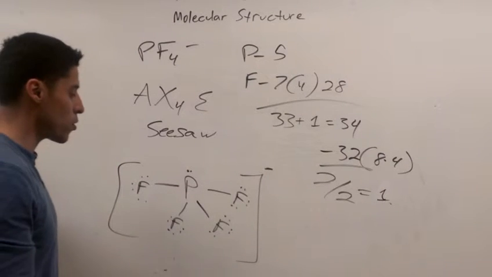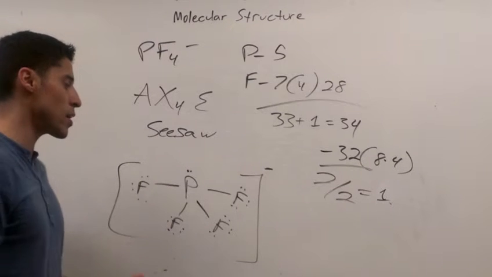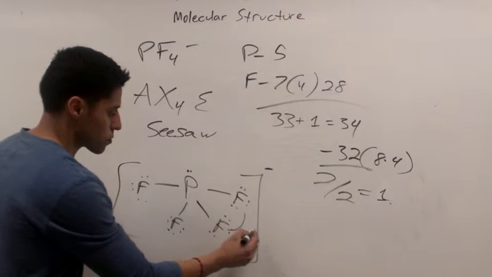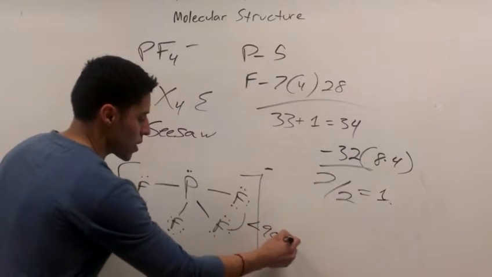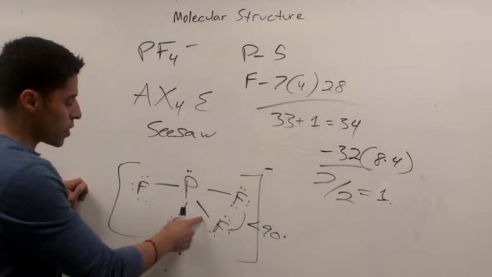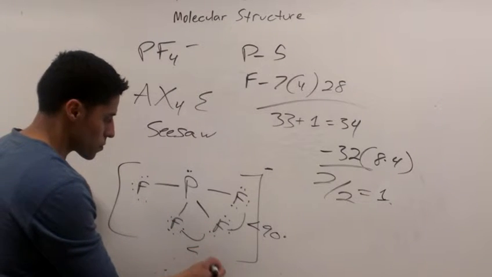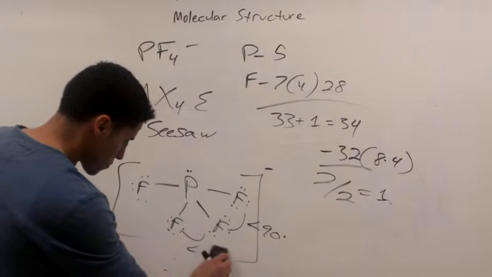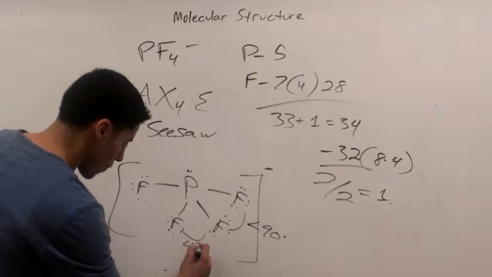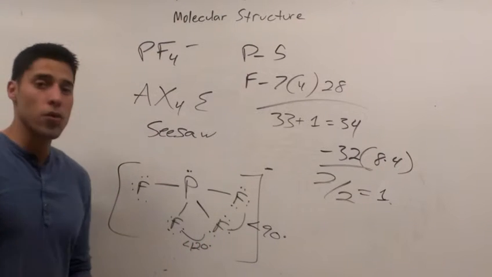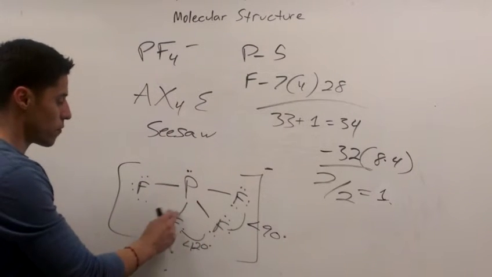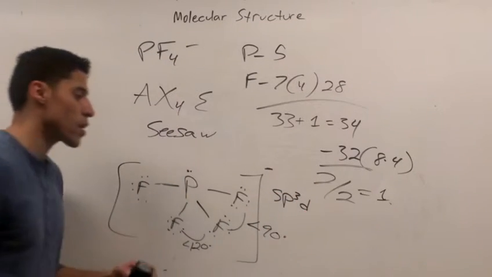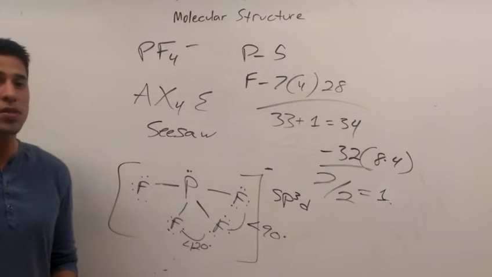So here we're going to have a bond angle of a little less than 90 and a little less than 120. So from here to here, it's going to be less than 90. And then among these guys here, we're going to have a little less than 120. So the hybridization for this is going to be sp3d hybridization.